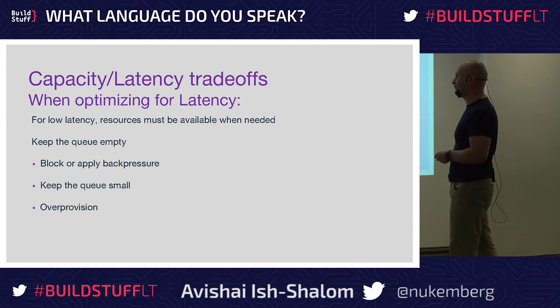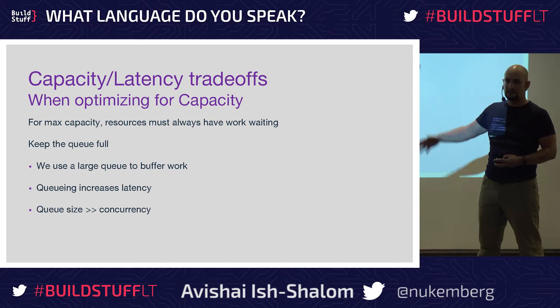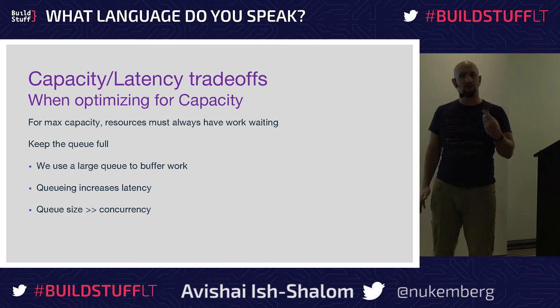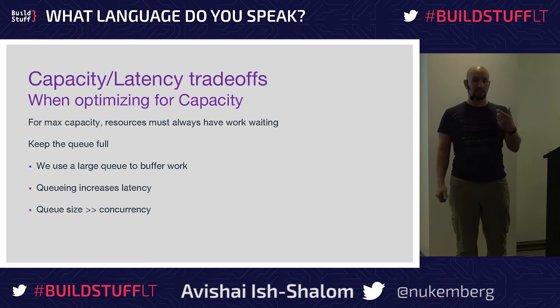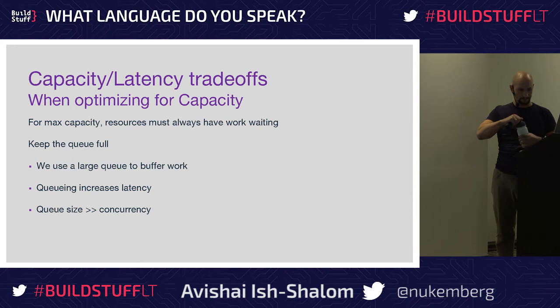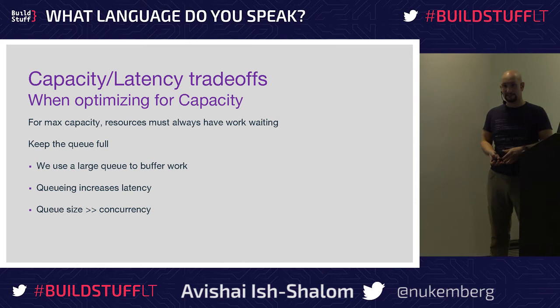On the other hand, if we're trying to optimize for throughput or capacity, and this is a batch system, basically like Hadoop, we would do the exact opposite. We would try to keep the queue as full as possible. Basically, we want that every time a resource becomes available, it will have work waiting for it in the queue. Okay, so we would use a large queue, and we would try to keep it as full as possible. This has a side effect of an increasing latency, okay, which is why we can't optimize for both.